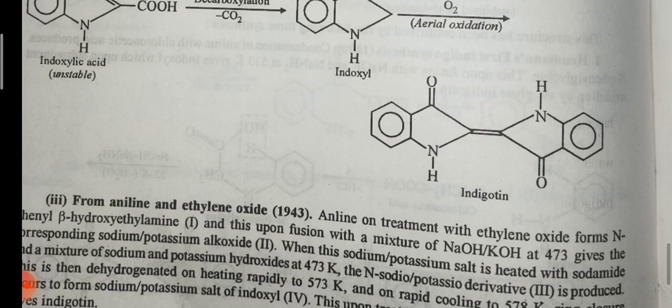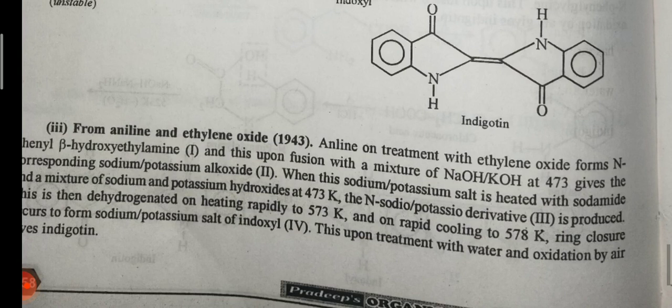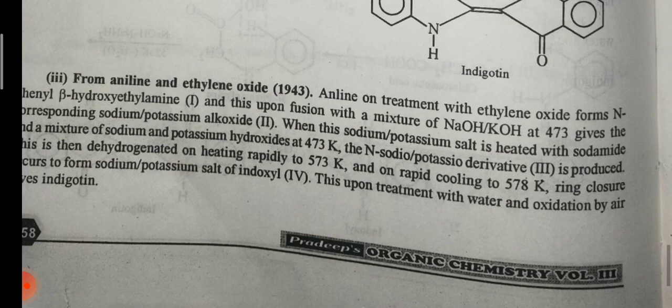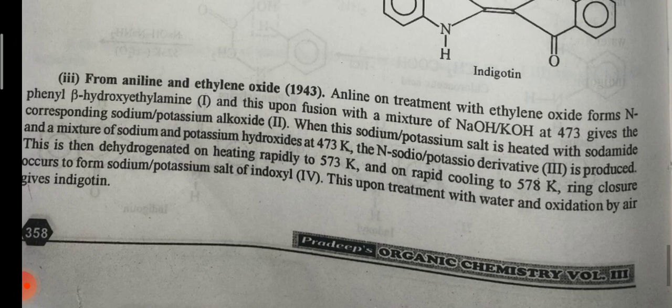From aniline and ethylene oxide. In 1943, aniline on treatment with ethylene oxide forms N-phenyl-beta-hydroxyethylamine, first, and this upon fusion with a mixture of NaOH and KOH at 473 Kelvin gives the corresponding sodium potassium alkoxide, 2. When this sodium potassium salt is heated with sodamide and a mixture of sodium and potassium hydroxides at 473 Kelvin, the N-sodio potassio derivative 3 is produced.